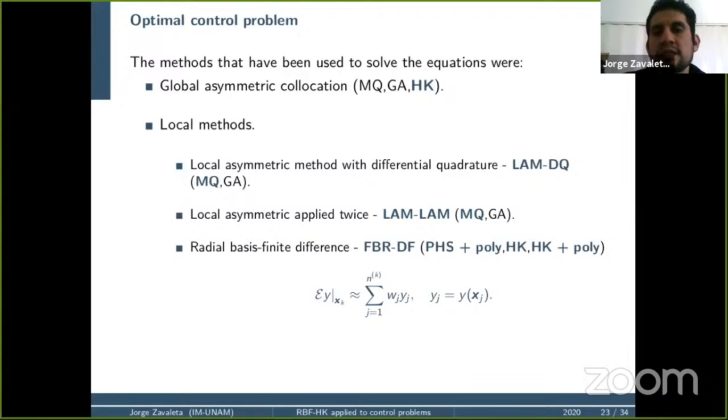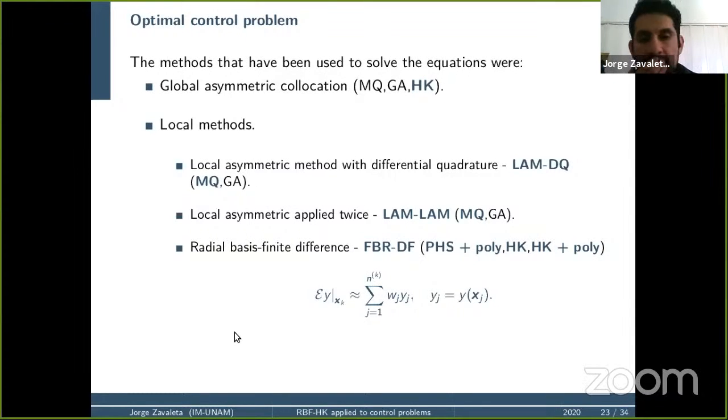Here we are using classical methods to solve PDEs by radial basis functions. Mainly we are using global asymmetric collocation, but we also propose two local methods, local asymmetric collocation with differential quadrature and local asymmetric collocation applied twice. These methods are very well explained in the articles for anyone who wants to look at more. But now we are using radial basis function finite differences.